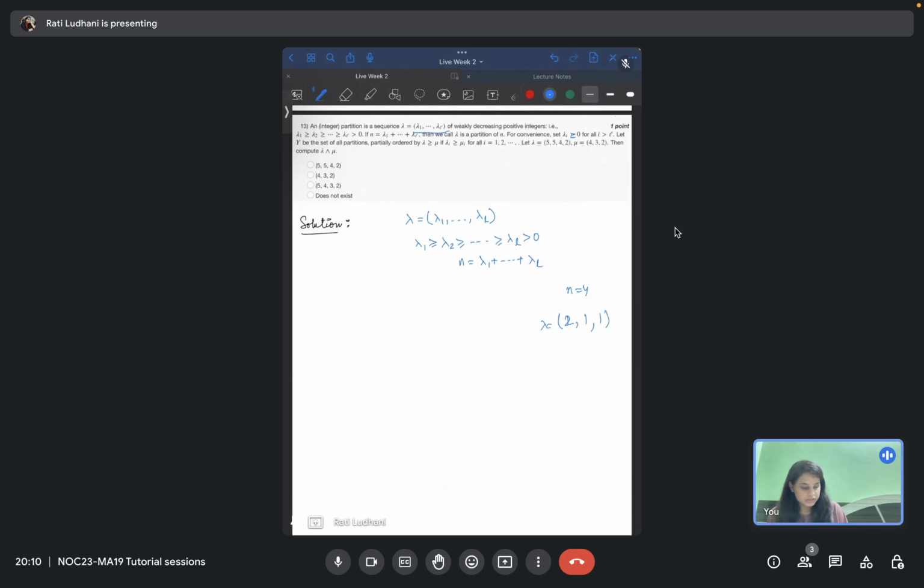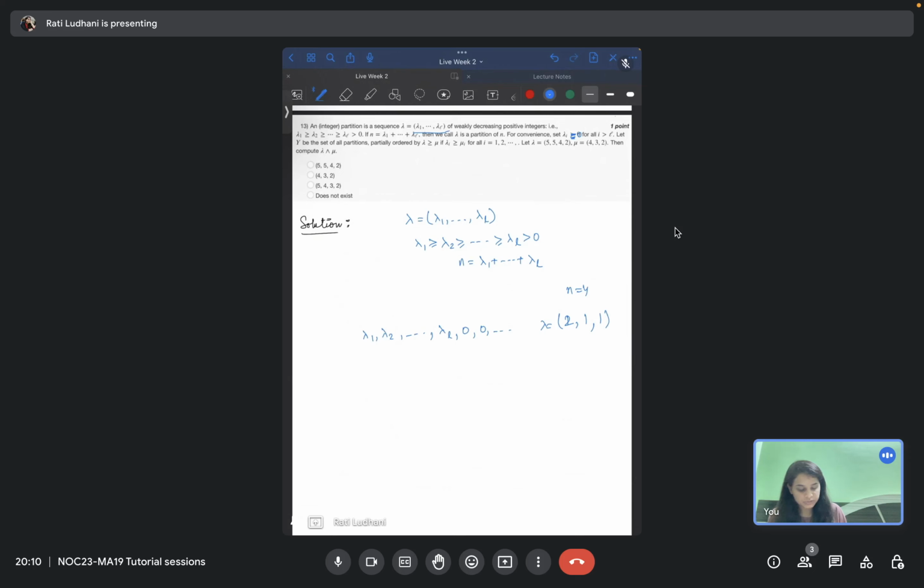And this is again a correction: setting lambda i equal to 0 doesn't make sense here. A sequence is usually of infinite length, so it is not like a tuple. Sequence is always infinite, so if you are saying this is a sequence, you can assume the other elements after l to be 0.